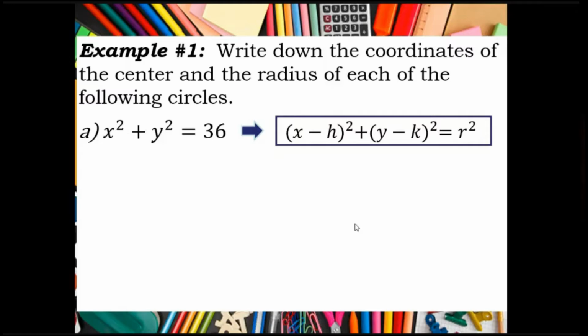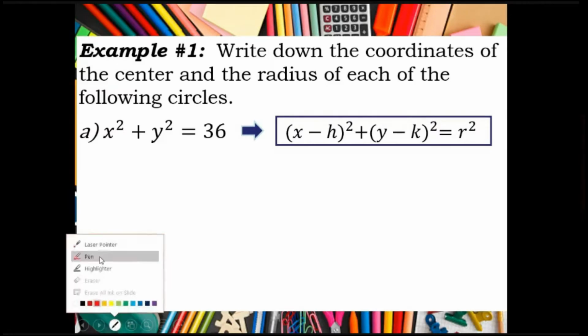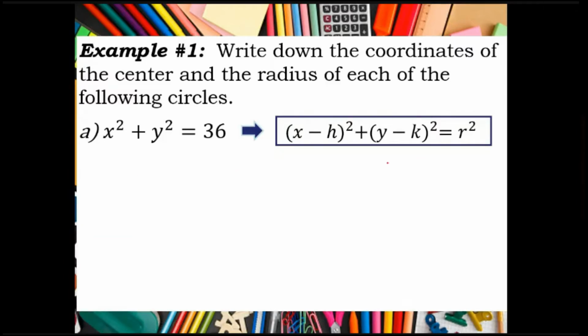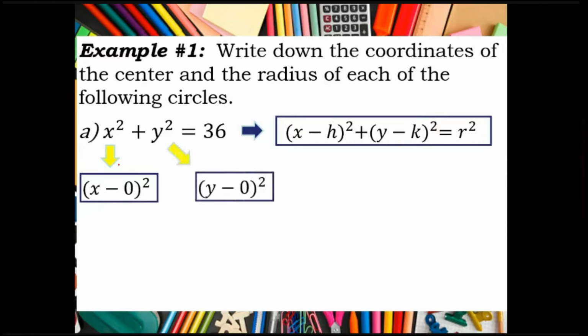So what we'll do is to manipulate our equation in such a way that we will be able to obtain the standard form. So we must rewrite the left-hand side of our equation to get the given format. So we can rewrite the square of x as the square of x minus 0 since we are not violating anything. And this value is still the same as x squared. Same goes for y squared. We can rewrite it as the square of y minus 0 and it's still the same value as y squared.